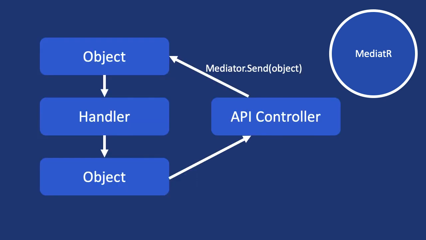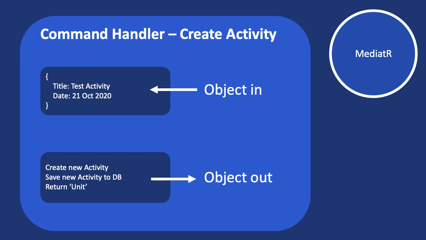Just to clarify what we're doing here, our API controllers are going to use the mediator.Send function to pass an object to our MediatR handler. Our handler is going to process some logic and send out an object. If we take a look at an example of, say for instance, creating an activity, we'll pass in the properties of this particular object. In terms of an activity, it might have a title and a date. In between the object in and the object out is going to be our handler logic.